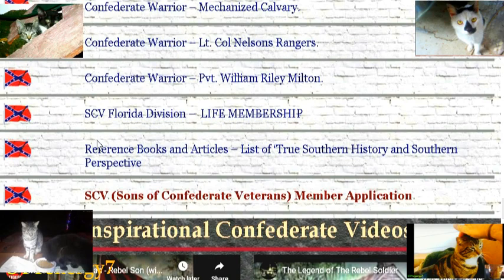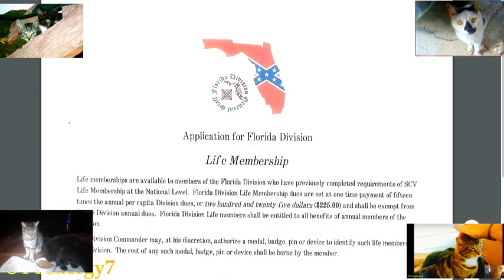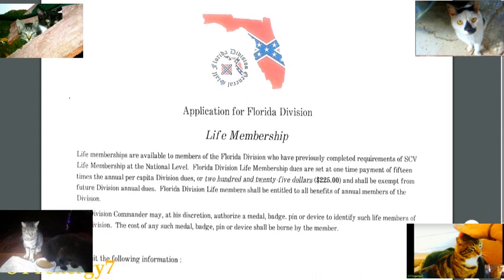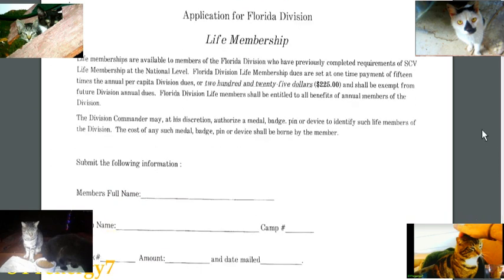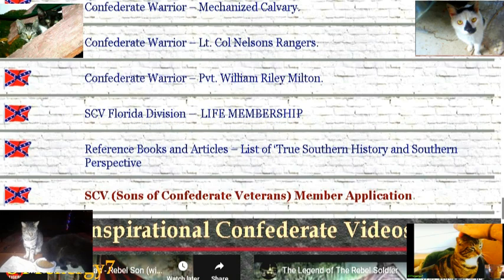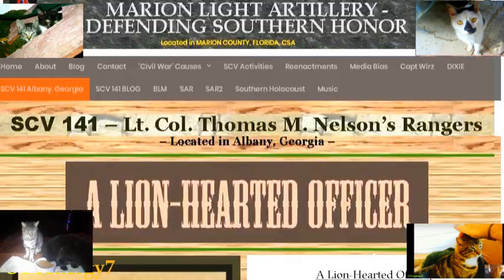There are a lot of articles up here, and on the bottom I put the Sons of Confederate Veterans member application, and this was for Division Life membership. Right now I'm really down on money because I'm not working in accounting as much as I was, but I put in for this. It's going out today. The application for that was $225. So I'll be a life member at the national level and also at the Florida Division level.